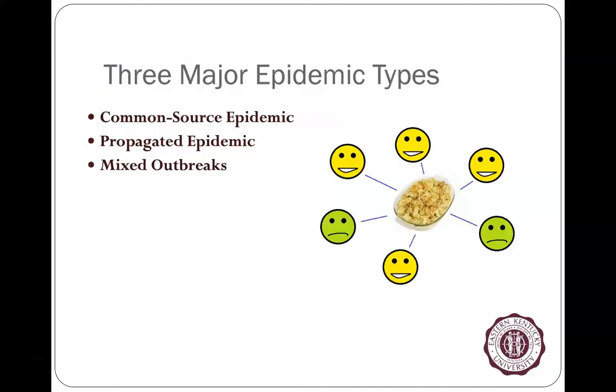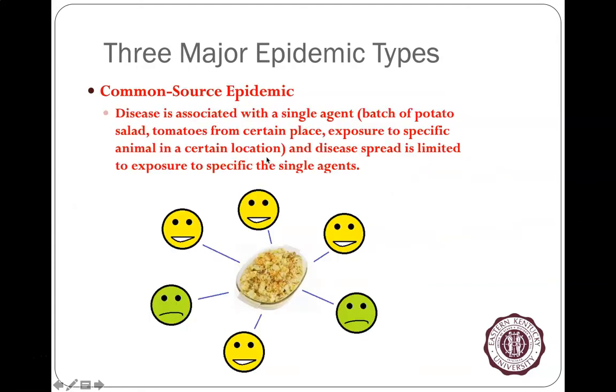So, all right. There's a few different types of outbreaks. Not everything is going to be a respiratory virus or a respiratory illness. And you're going to have to be involved as an environmental health professional in a lot of foodborne outbreaks. And there are a few different types. There's common source, propagated, and mixed ones. The common source ones are the easiest ones. People and things aren't spreading it around. The disease is associated with one agent, and the disease spread is limited to just single agents. So, these 6 people had the potato salad, and 2 of them got sick, and it's only linked to potato salad.